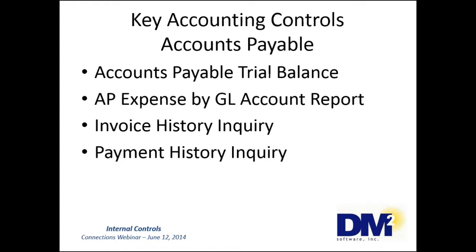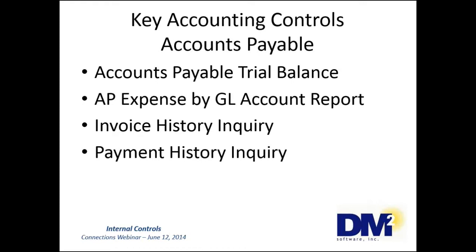Key accounting control reports for accounts payable include the Accounts Payable Trial Balance, which provides a complete recap of accounts payable balances as of the last day of the month. The Accounts Payable Expense by General Ledger Account Report produces a report displaying each invoice posted by account number. The information on the report includes a vendor number, invoice date, source journal, transaction date, and distribution amount. The report can be run to show paid invoices, open invoices, or all invoices.